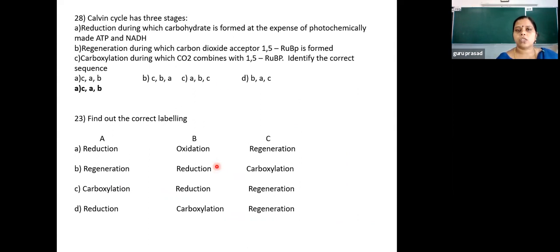Next question. Calvin cycle has three stages. Reduction, during which carbohydrate is formed at the expense of photochemically made ATP and NADPH. Regeneration, during which carbon dioxide acceptor 1,5 RuBP is formed. Carboxylation, during which carbon dioxide combines with 1,5 RuBP. So identify the correct sequence. Very first, carboxylation takes place during the Calvin cycle, during which carbon dioxide combines with ribulose 1,5 bisphosphate. Then reduction, during which a carbohydrate is formed with the utilization of ATP and NADPH. And then regeneration, during which the carbon dioxide acceptor 1,5 RuBP is formed back for the cycle. So C, A and B is the correct option.